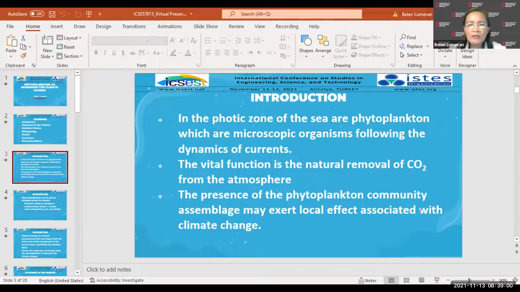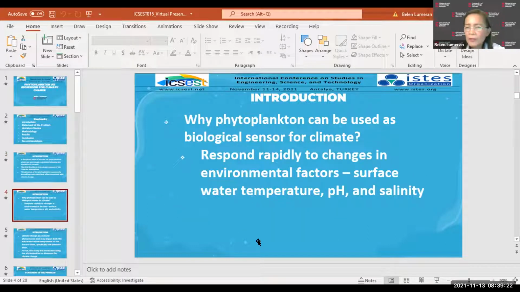So this is more about what phytoplankton really are. In the photic zone of the sea are phytoplankton, which are microscopic organisms following the dynamics of currents. Their vital function is the natural removal of carbon dioxide from the atmosphere. Their presence exerts local effects associated with climate change. Why can phytoplankton be used as biological sensors for climate change? Because they rapidly respond to changes in environmental factors.